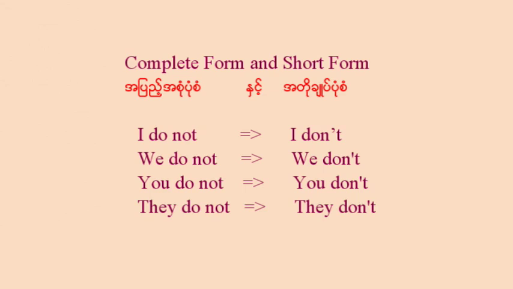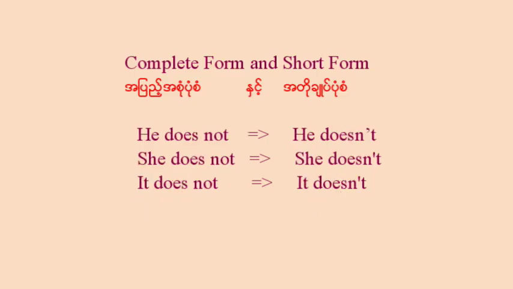I do not, I don't. We do not, we don't. You do not, you don't. They do not, they don't. He does not, he doesn't. She does not, she doesn't. It does not, it doesn't.